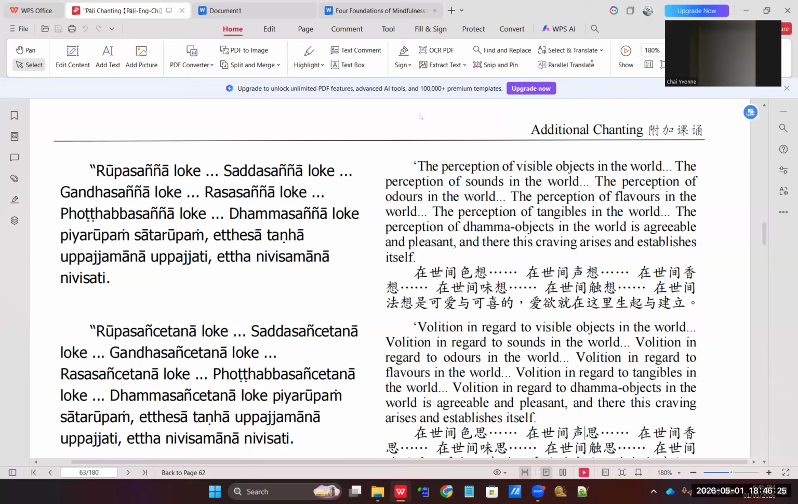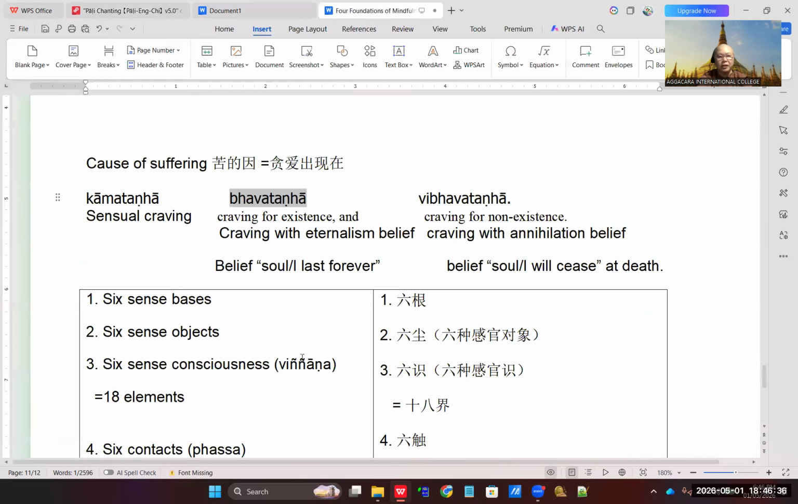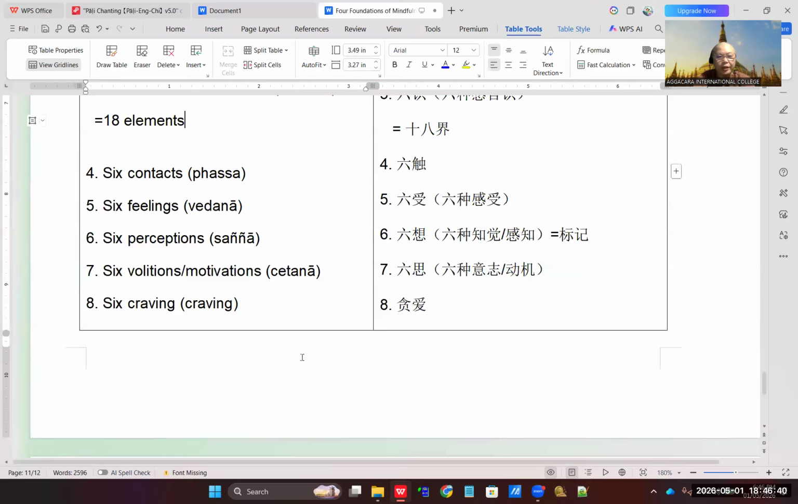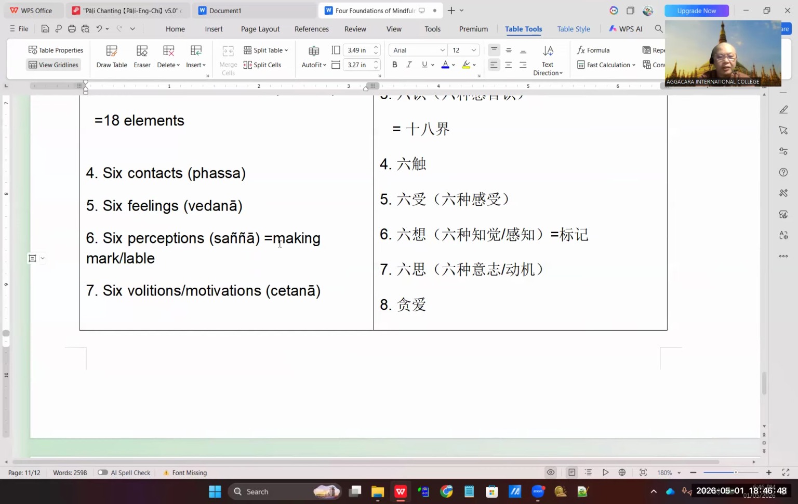Establishes itself. Okay. So you have perception here, which is sanya, and volition is chetana. I hope you all will study Abhidhamma because Abhidhamma is more clear here. Perception is what we call making a mark, or making a label. What is the meaning of making a label? It is how we operate the mind.